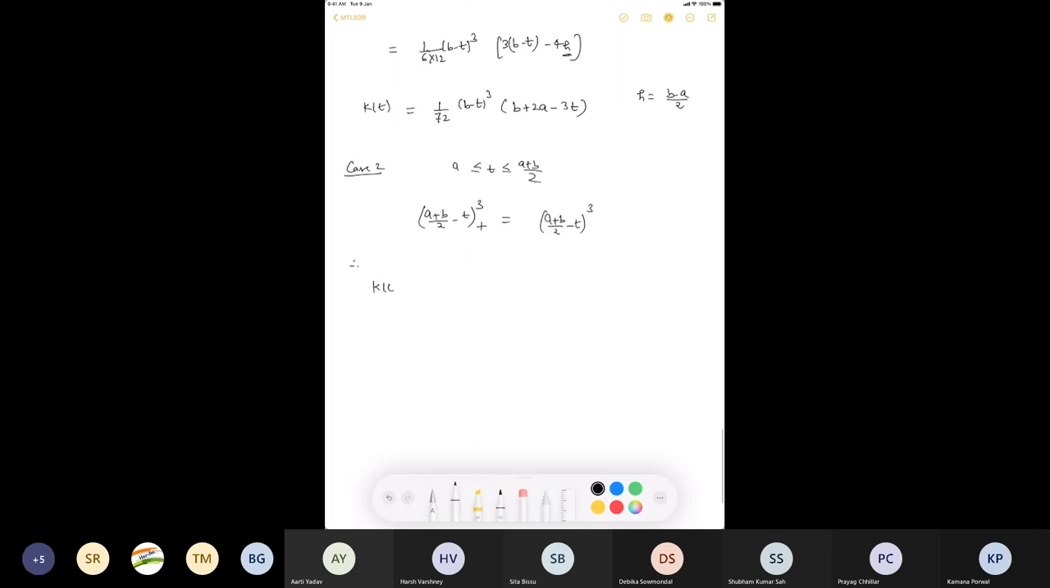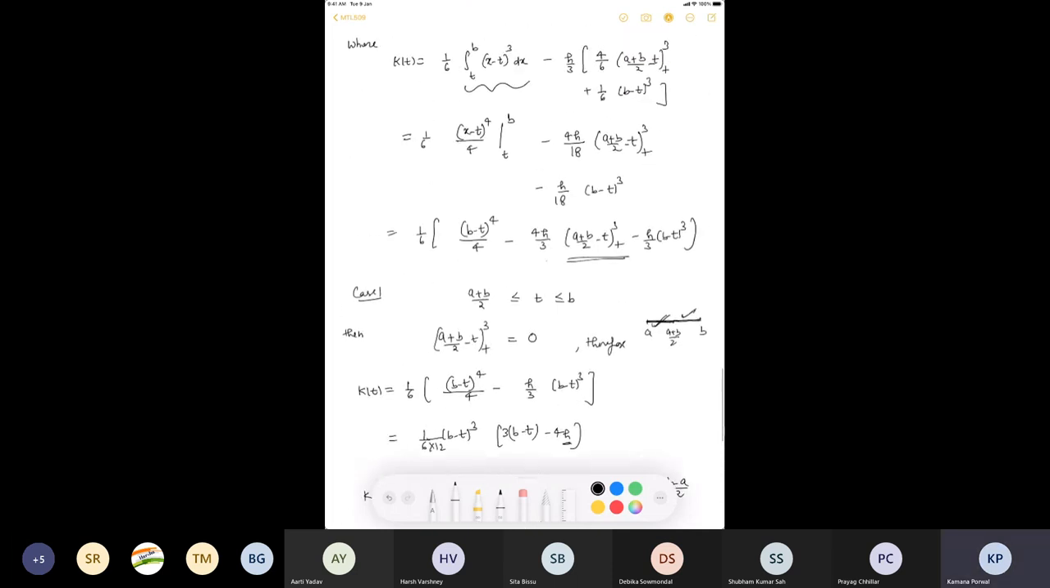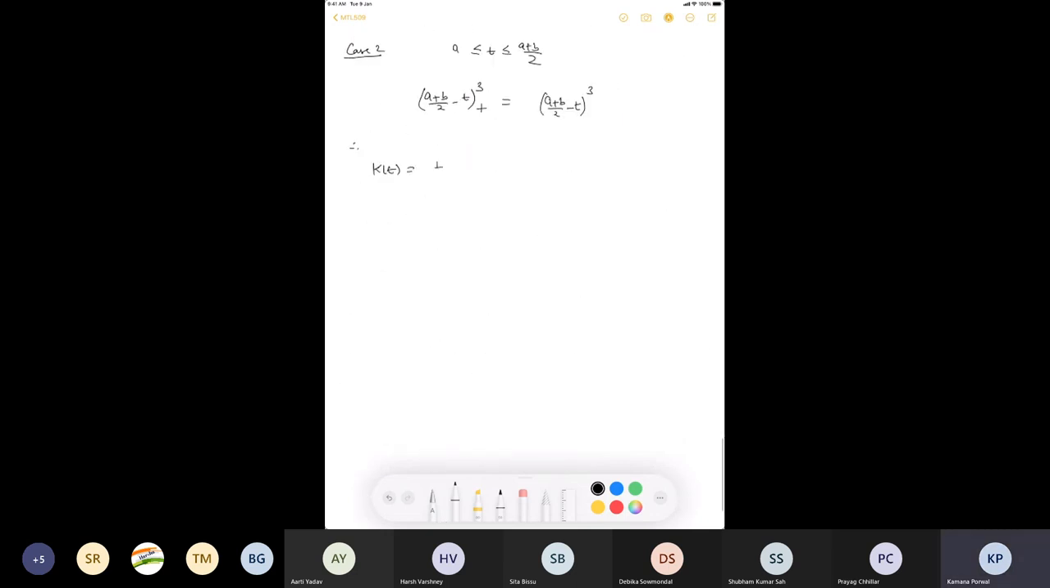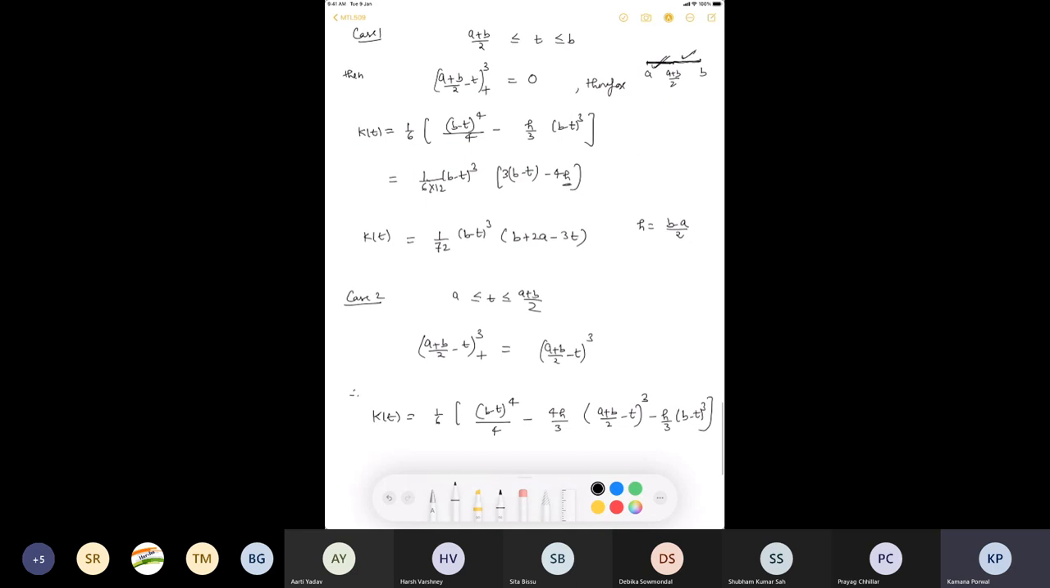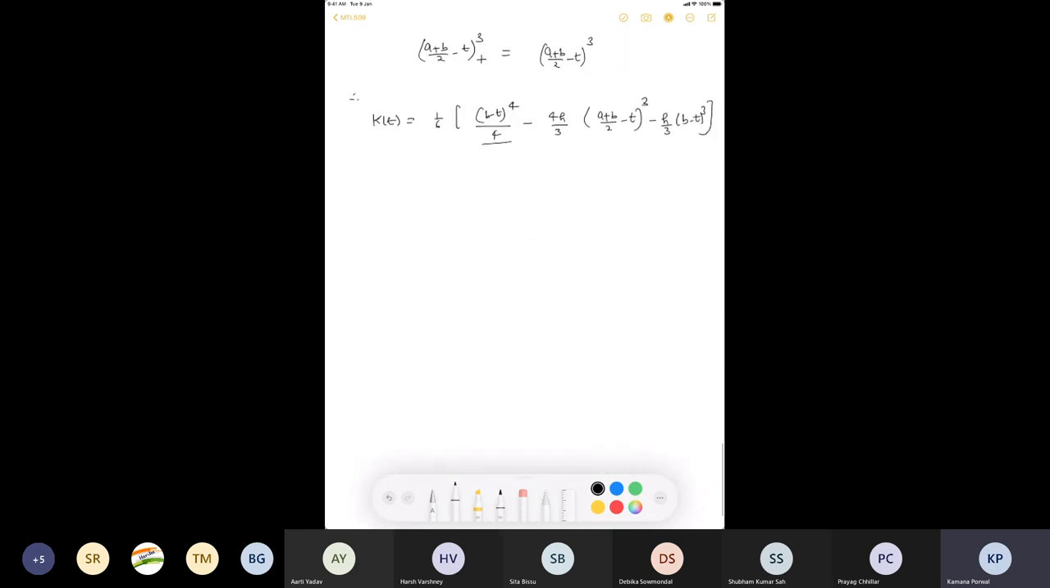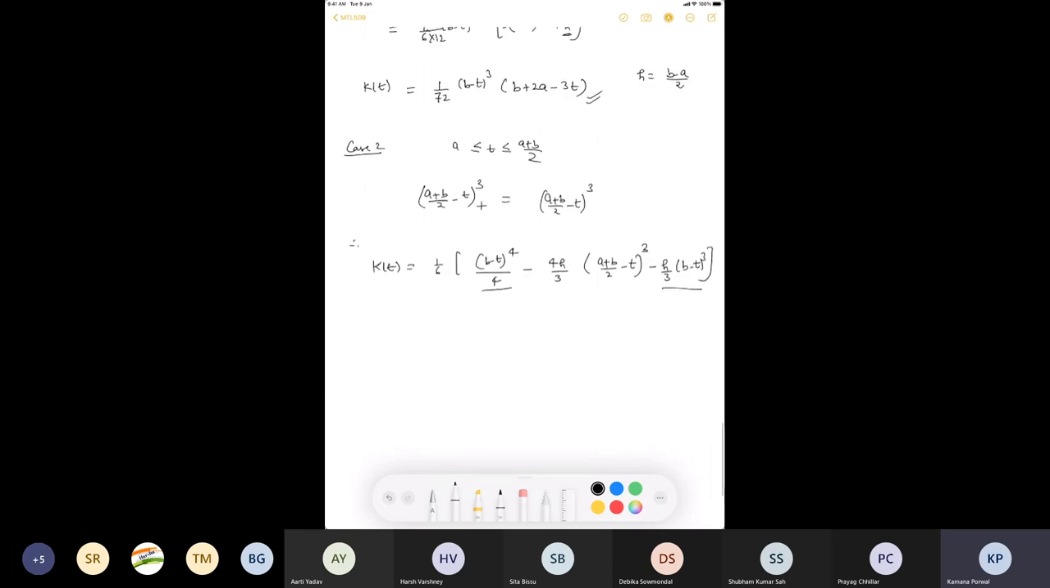So therefore, the kt, this function kt, is going to be 1 by 6 times (b minus t) raised to power 4 divided by 4 minus 4h by 3. So the positive part of the function is the same. So this term is going to contribute now minus h by 3 (b minus t) whole cube. Okay, but we have already simplified the term without the middle term, right? That is, these two terms together we have already simplified and we got this expression. So I'm just directly going to use this. So this is (b minus t) whole cube (b plus 2a minus 3t) divided by 72. And then only the second term will be remaining, the middle term basically. So it is going to be 4h by 18 times ((a plus b) by 2 minus t) whole cube.